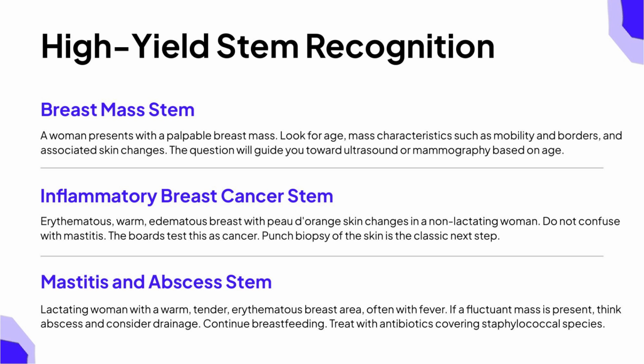The second pattern is the inflammatory breast cancer stem. You will see an erythematous, warm, edematous breast with peau d'orange skin changes, but the patient is not lactating. Do not fall for the trap of calling this mastitis. The boards want you to recognize this as cancer and order a punch biopsy.